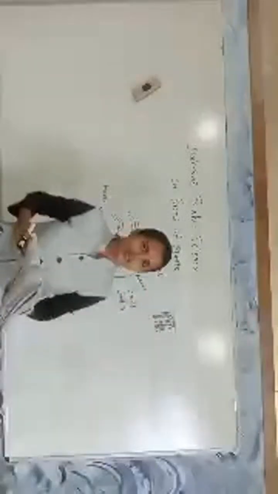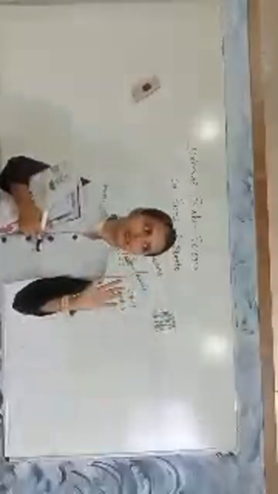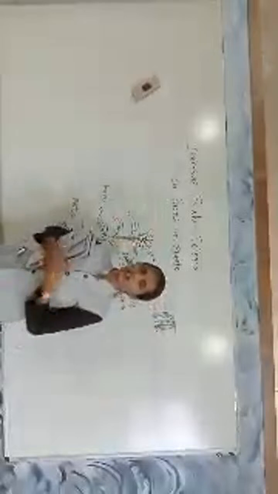Next is leaf. What is the function of the leaf? Leaves are attached to the stem. Not all leaves are the same. Leaves have different shape, size, texture and color also. Leaves are attached to the stem. The functions of the leaves.